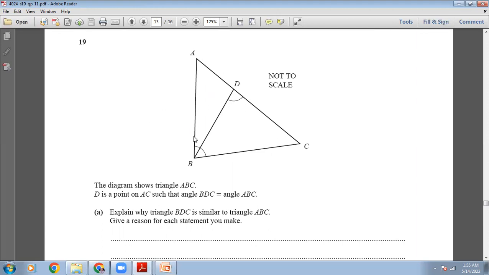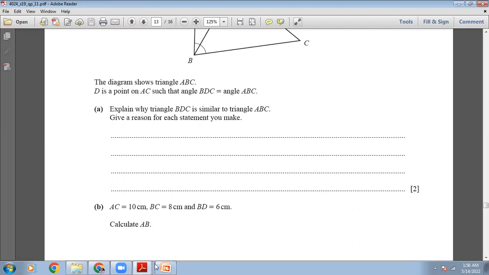The angle ACB and the angle BCD are equal because it is a common angle. So the triangle ABC is similar to the triangle BDC. The reason is the angle similarity test. You see, when you are comparing two triangles and two angles are the same in them, we say they are equiangular triangles. So they are similar to each other. So it's a 2 marks question.